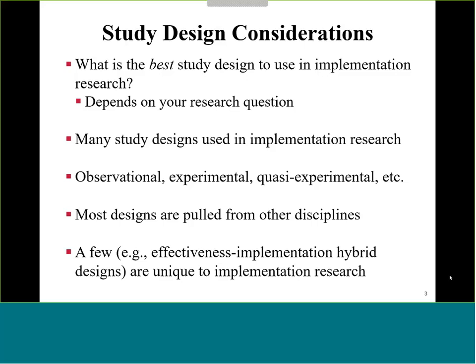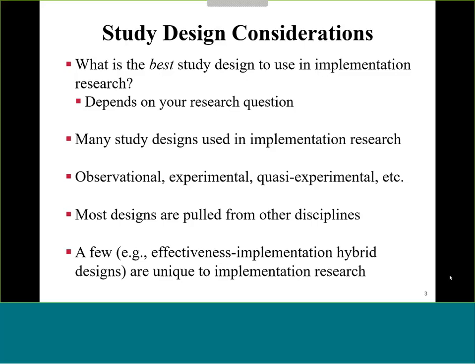There are many study designs that you can use in implementation research, and these can be anywhere from observational to really highly controlled experimental to quasi-experimental designs. And often these have to do with where the implementation process is. If you're coming in on, for example, a policy change that's in place and you don't have a lot of control over the conditions, then you may have an observational or quasi-experimental approach.